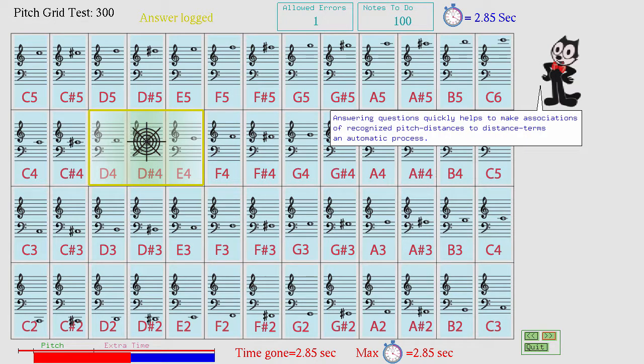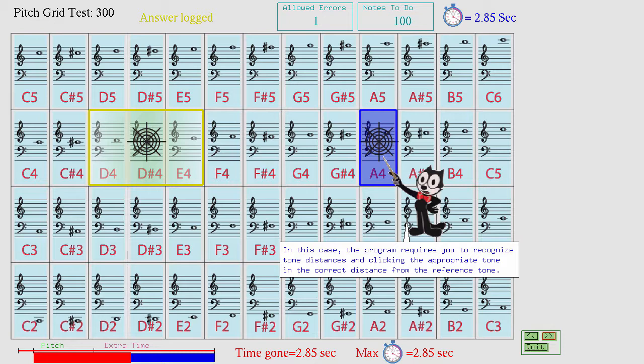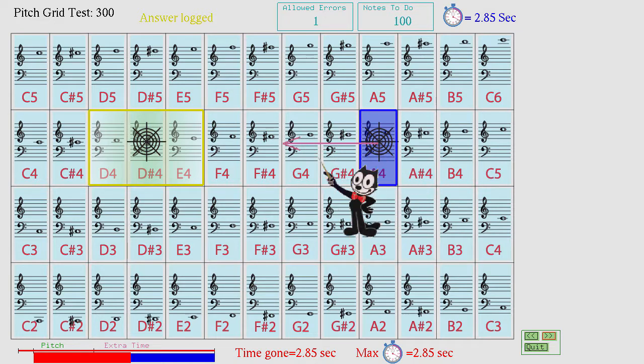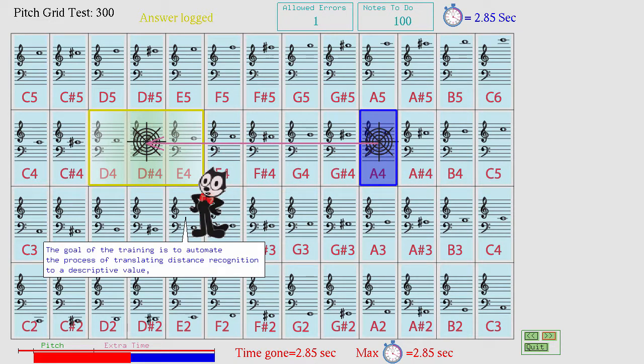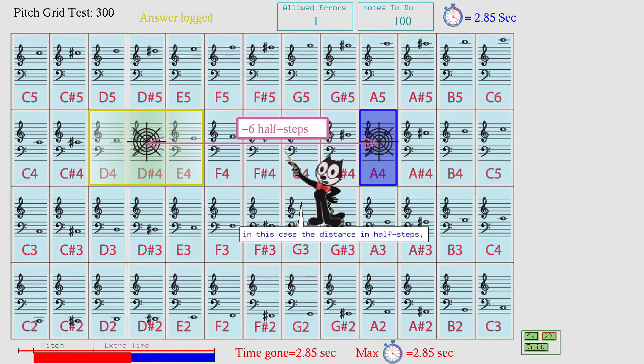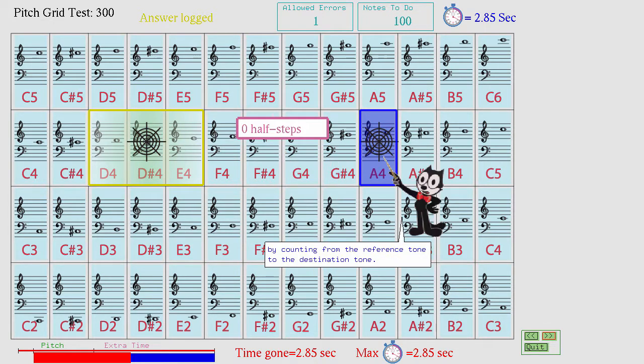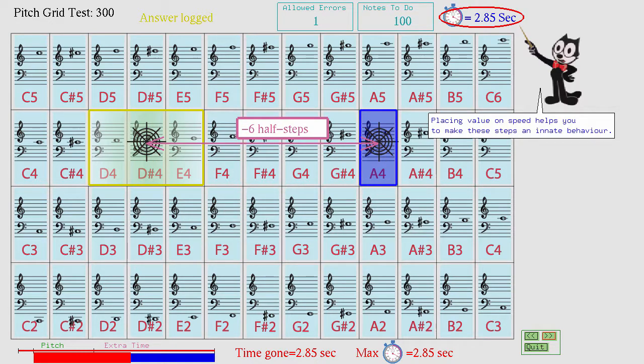Answering questions quickly helps to make associations of recognized pitch distances to distance terms an automatic process. In this case, the program requires you to recognize tone distances and click the appropriate tone in the correct distance from the reference tone. The goal of the training is to automate the process of translating distance recognition to a descriptive value, in this case the distance in half steps, and applying this value by counting from the reference tone to the destination tone. Placing value on speed helps you to make these steps an innate behavior.